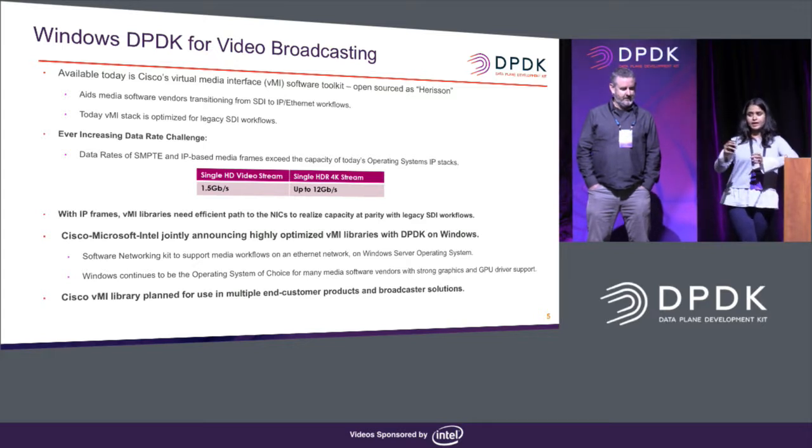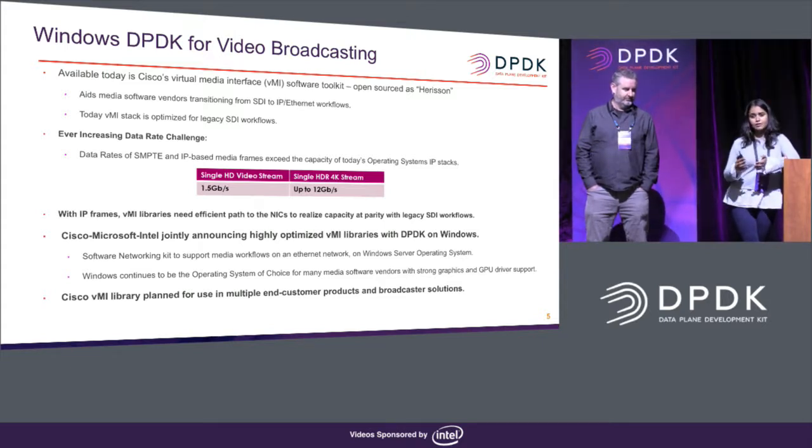Now, moving into an IP Ethernet-based infrastructure, the problem that Cisco encountered was with respect to the data rates that can be carried over an IP-based network. For example, an HD video stream would only consume 1.5 gigabits per second, whereas a 4K stream would carry anywhere over 12 gigabits per second. Therefore, the vMI libraries needed an efficient path to the NICs to realize capacity at parity with what SDI has today. As a result, Cisco, Microsoft, and Intel have been collaborating on this project to bring DPDK to vMI libraries on Windows, and as a result, overcome the throughput and latency limitations stemming from the Windows networking stack.